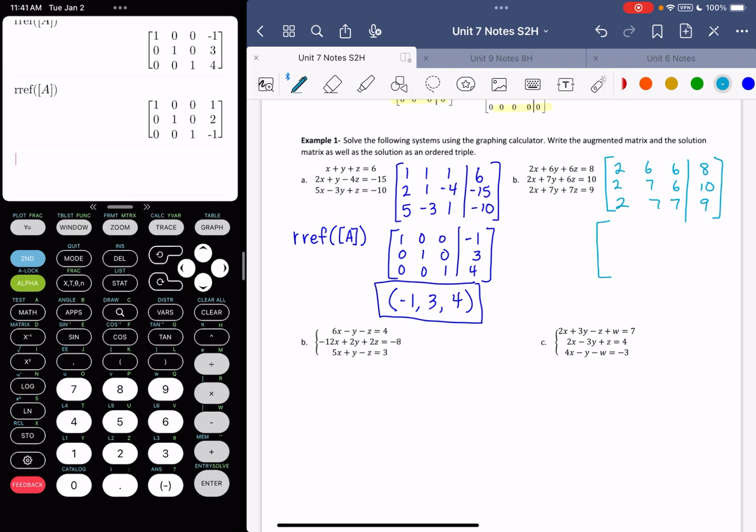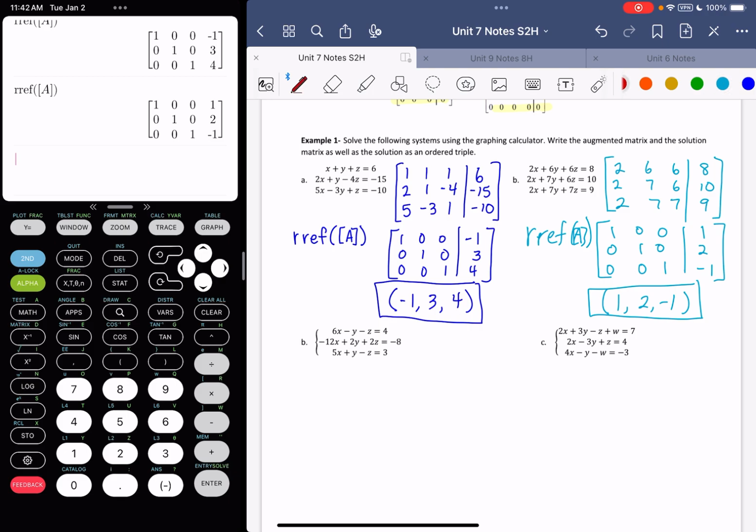And this time we get 1, 0, 0, 1, 0, 1, 0, 2, 0, 0, 1, -1. So again, we did the RREF of matrix A. And our ordered triple is 1, 2, negative 1.